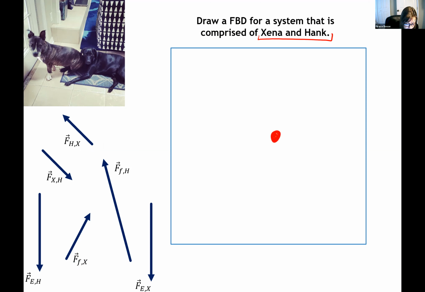You might notice though, that there are 2 forces that are internal to the system. They are only describing objects that are inside of the system. If you look at these 2 forces right here, where it's the force of Hank on Xena and the force of Xena on Hank, those are internal forces. They're not describing something that was external acting on the system. They're internal. So I am not going to put those on my free body diagram. I'm only going to include the forces that are external to the system.